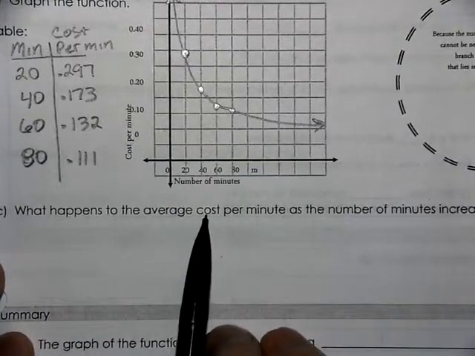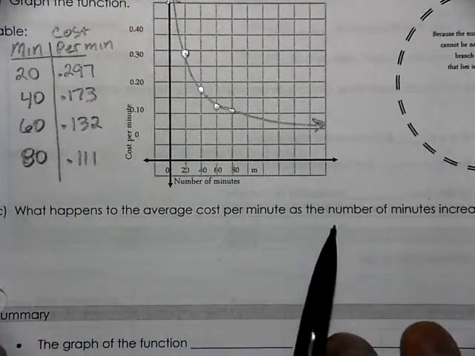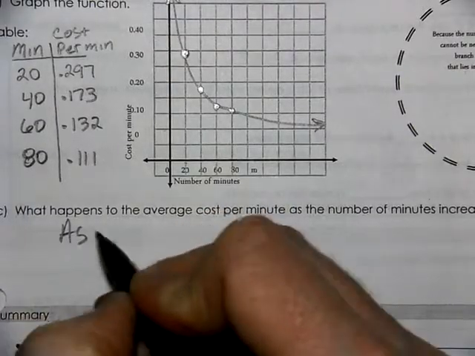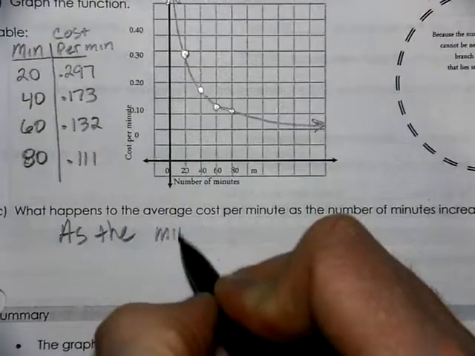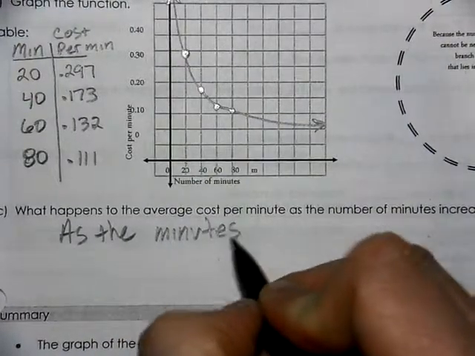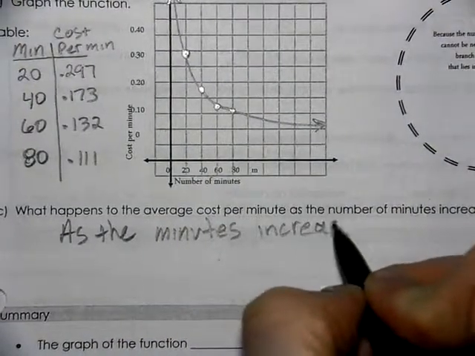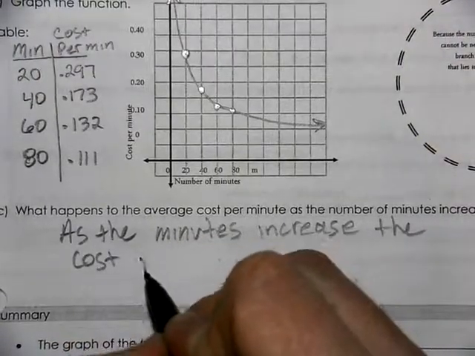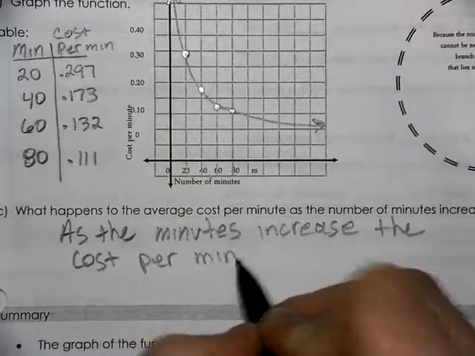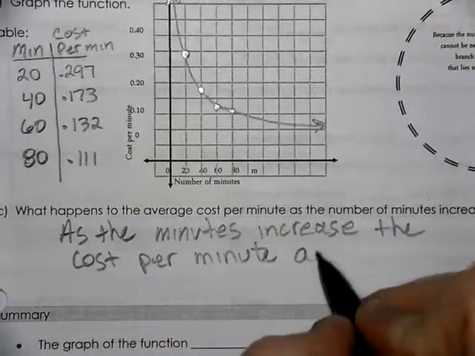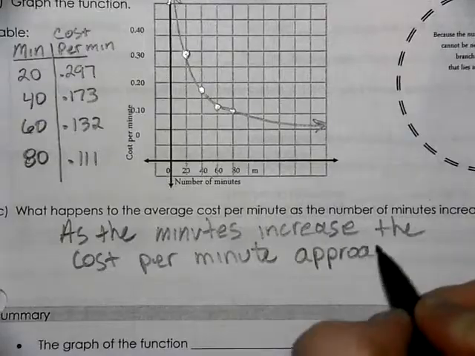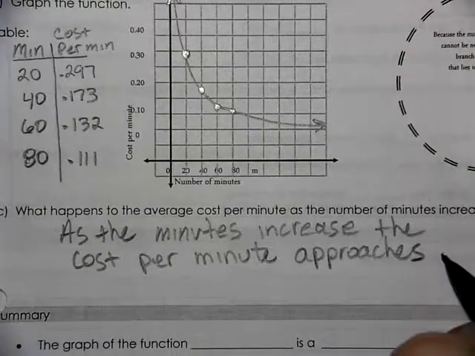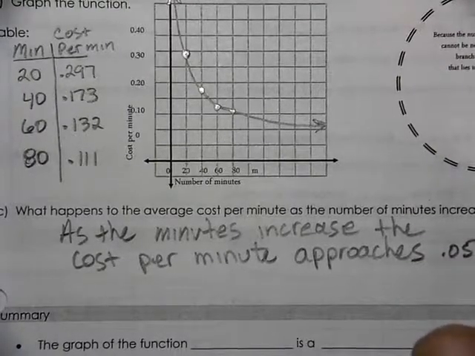What happens to the average cost per minute as the number of minutes increases? As the minutes increase, the cost per minute approaches 0.05.